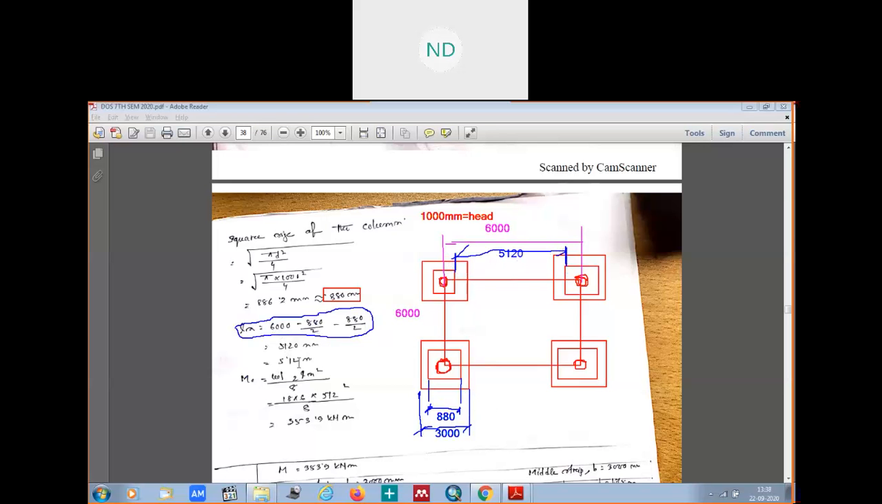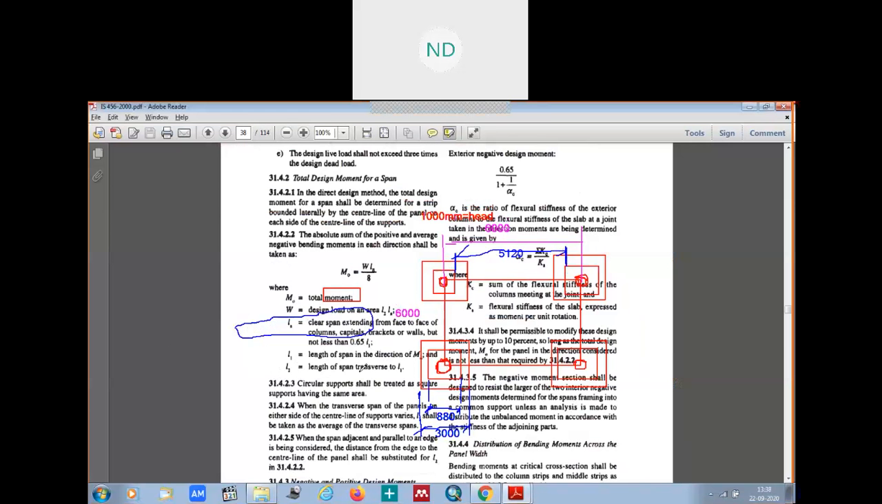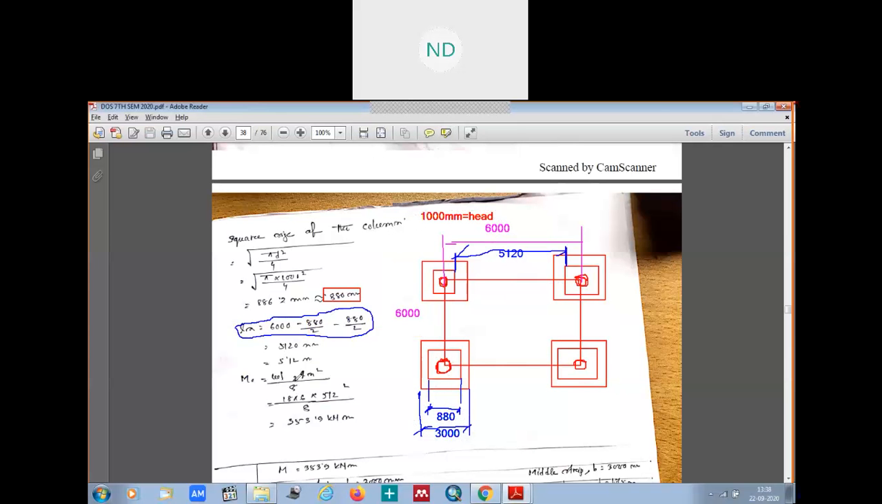Once we got our ln value, we can calculate our moment. This one, Mo is W ln by 8. So W ln by 8, ln is this one. W was w into L2 into ln. So W was our 18, the total factored load we had calculated, 18.